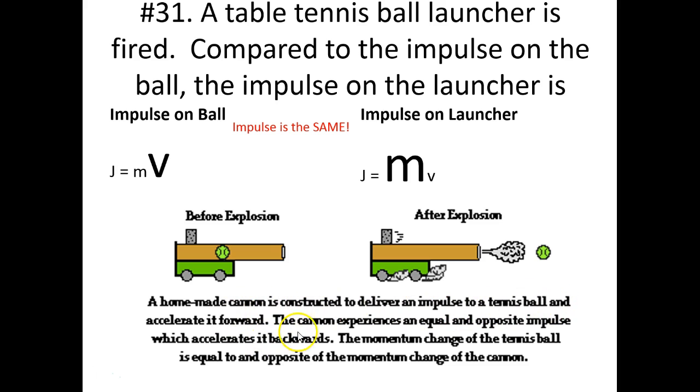So it tells you down here on the bottom, a homing cannon is constructed to deliver impulse to a tennis ball, and it is accelerated forward. The cannon experiences an equal and opposite impulse which accelerates it backwards. So the ball has a small mass, but the launcher has a big mass. So the ball has a very large velocity and the launcher has a small velocity in the opposite direction. So if you multiply the two together, you're going to get the same impulse on either side.